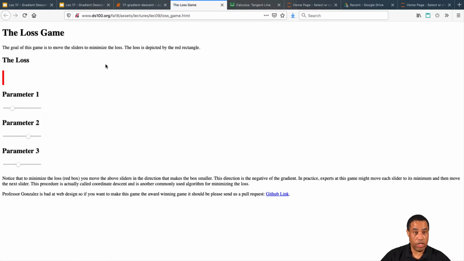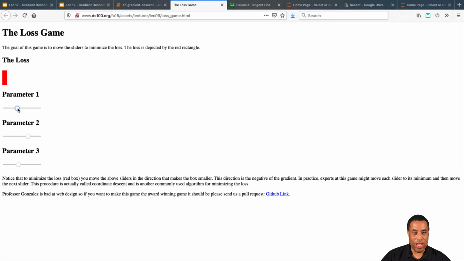Okay, and I'll just restart it. All right, so the goal of this game is to move these 3 sliders to minimize the loss. And this red rectangle here, that depicts our loss. All right, so each of these parameters, as we move them, will change the bar, and play along with me. Let's see who can get it first.